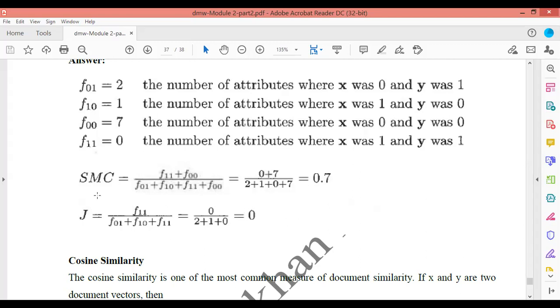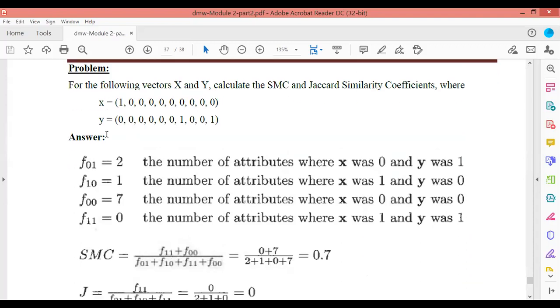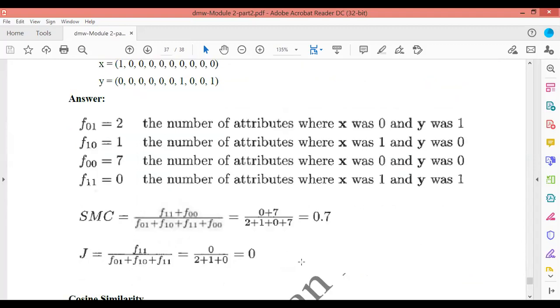So according to the Jaccard coefficient, this value of 0 indicates that both these vectors x and y are dissimilar. If it is 0, it means that they are not similar, or they are dissimilar. If it is equal to 1, then it means that both the vectors are similar. Here, with the simple matching coefficient, we have got 0.7, which means they are somewhat similar to each other. So this is for the Jaccard and simple matching coefficients.